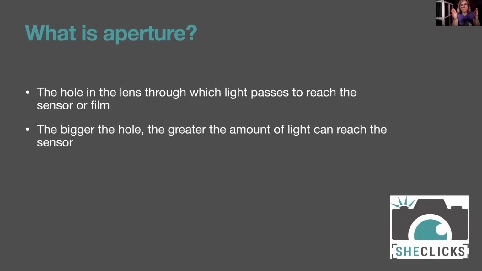And obviously, light is moving at the speed of light, so it's zipping into the lens. And if you've got a big aperture, you'll get lots of light in. If you've got a small aperture, you'll only get a small amount of light in.